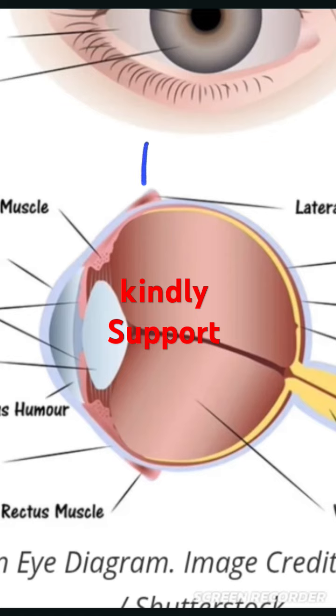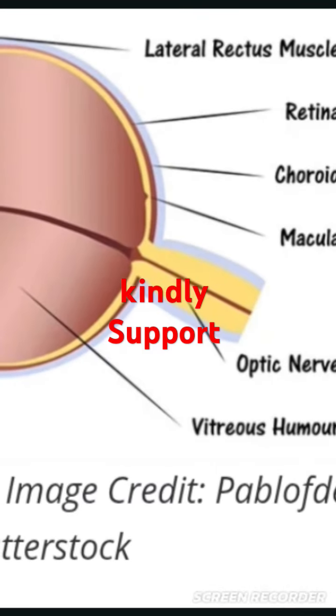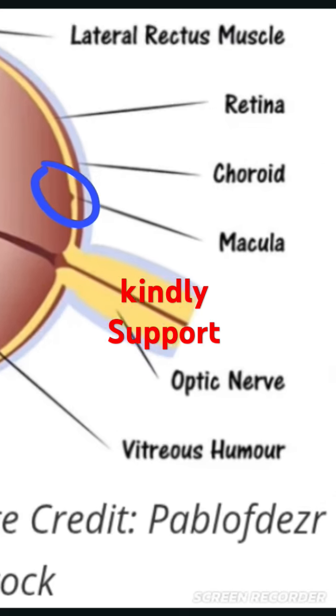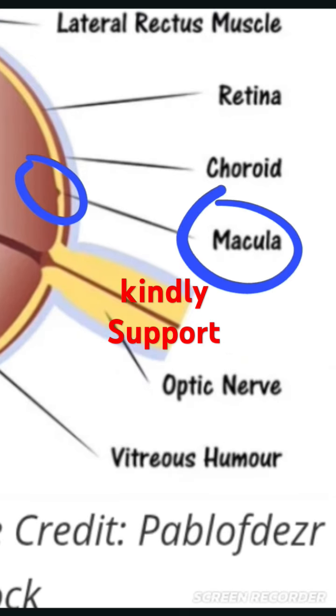The sensory layer ends at this region, which is called ora serrata. Here we also have a disc, which is called the ocular disc or optic disc, and here we have the macula, macula lutea, and inside the macula lutea we have another dark region or depression, which is called the fovea.